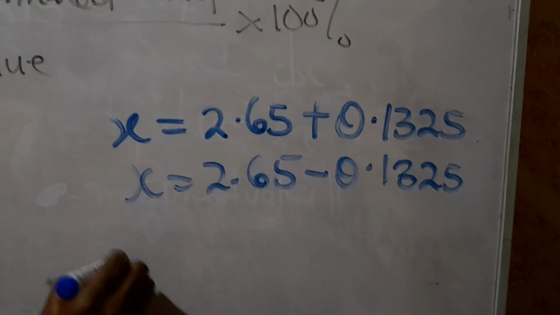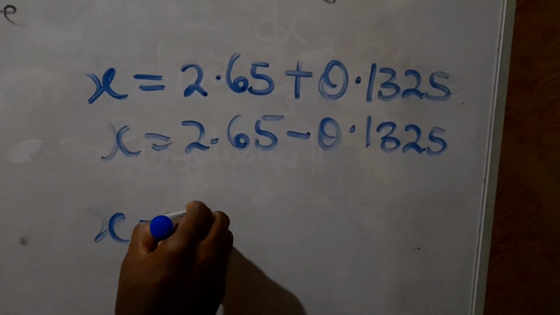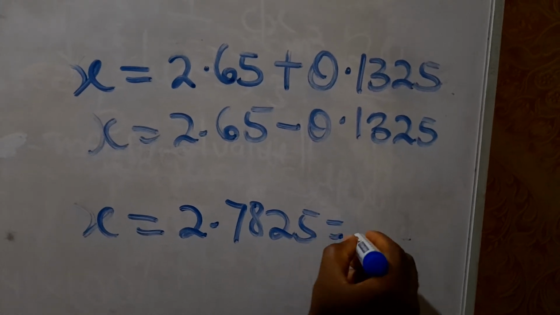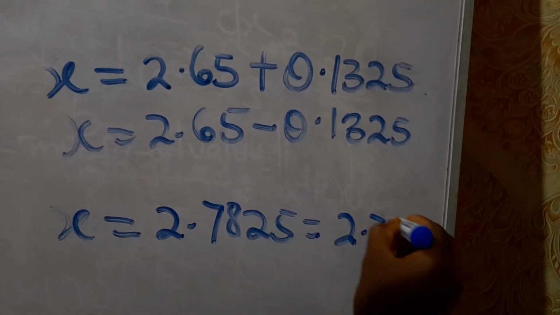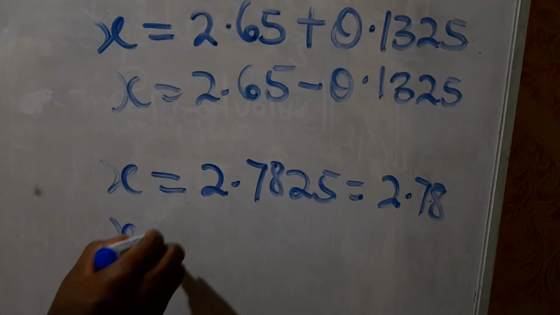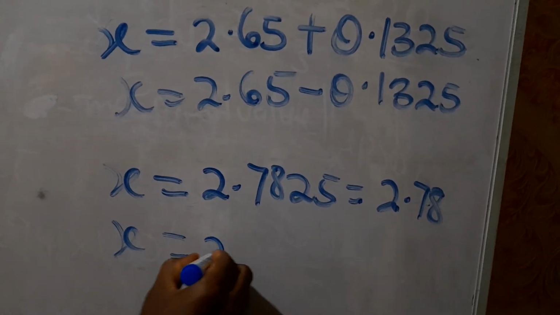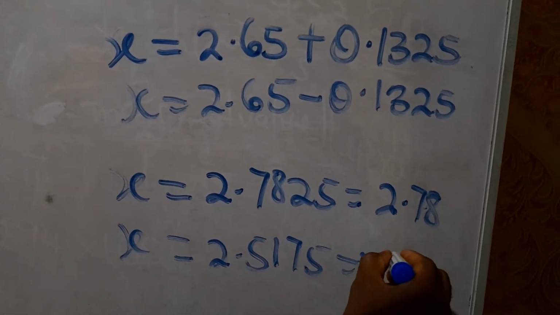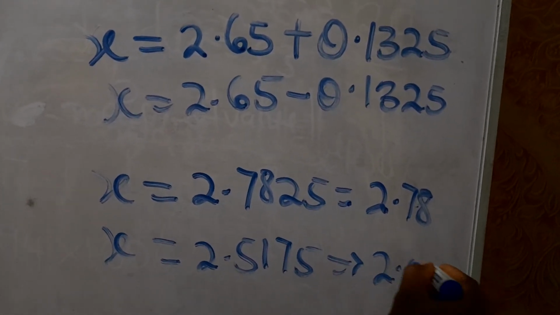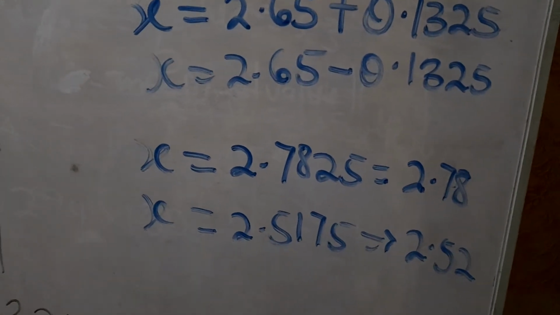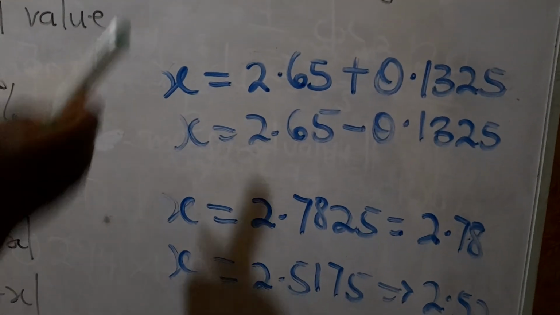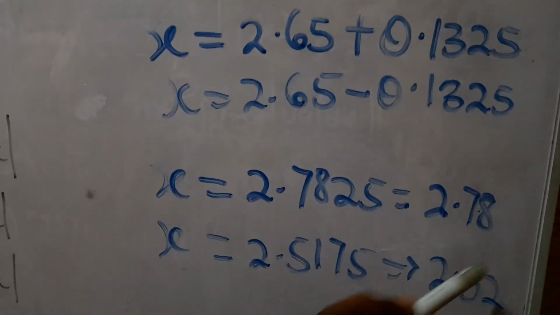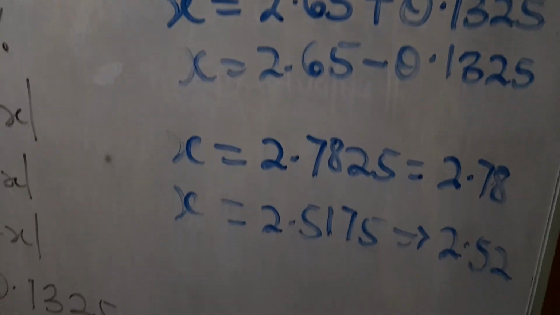So I'll take the positive aspect. Our x will be equal to 2.7825. Correct to 2 decimal places will be 2.78. Then the negative aspect we get 2.5175. Correct to 2 decimal places will be 2.52. So we can say that the student actually approximated 2.64923 as 2.78 or 2.52.